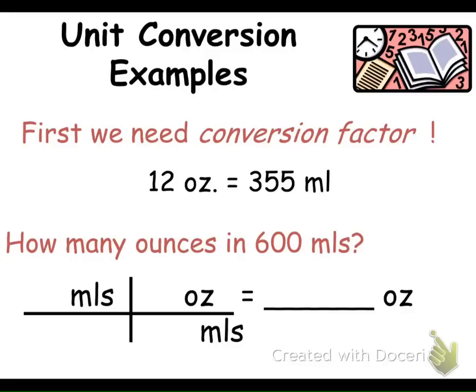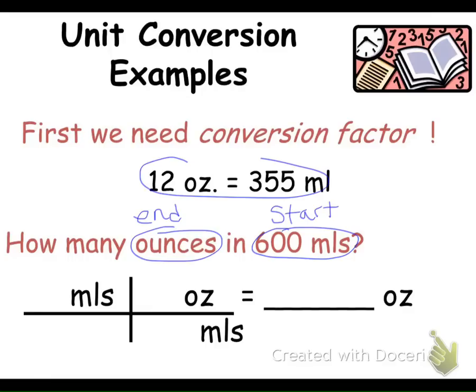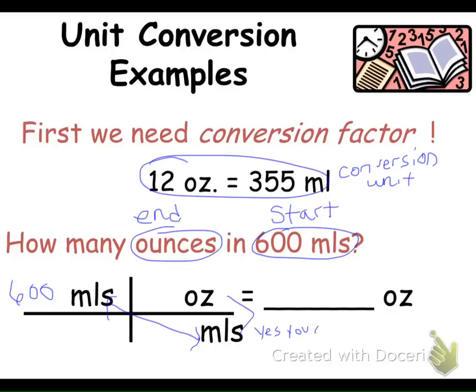All right, our next example here, we've got ounces to mils or mils to ounces. We want to start with our 600 mils. We know that that's going to go in our upper left-hand corner here. Again, we see that we've got mils and mils that are going to cross out. So I know that I've got the ability to go from mils to ounces because I've got the conversion unit right here at the top. Again, that should be on your sheet of paper that you were given at the beginning of the unit.